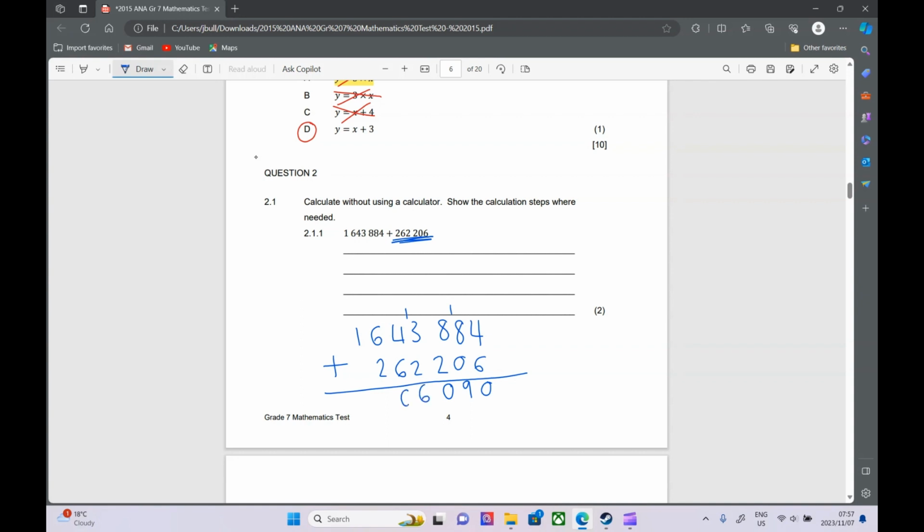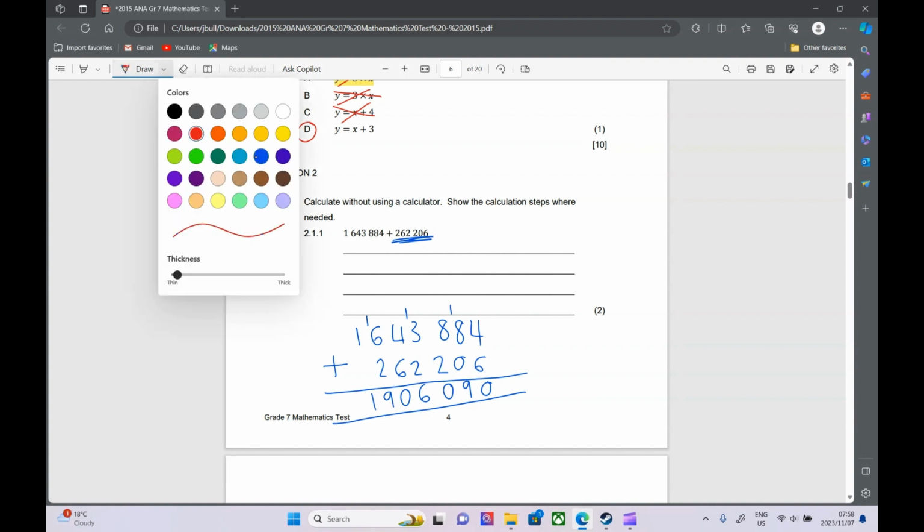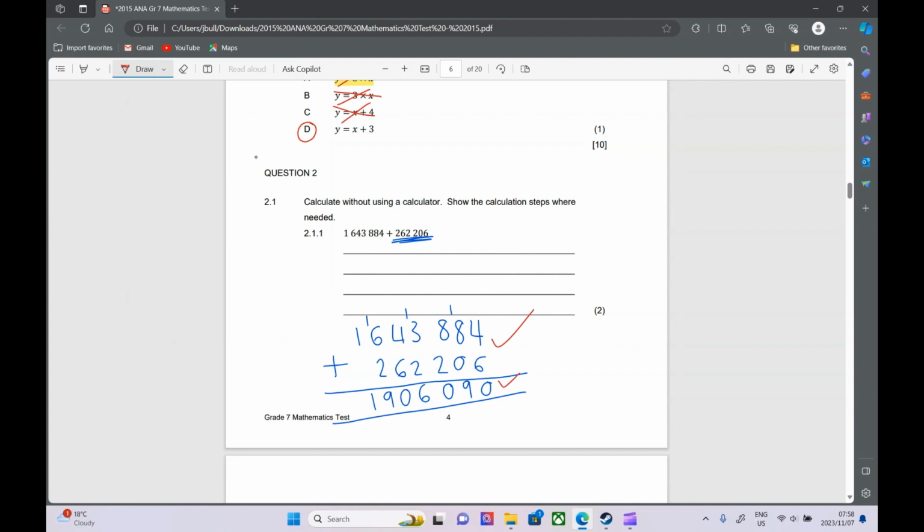4 add 6 is 10. Carry the 1. 6 add 2 is 8. Add the 1 is 9. And then 1 add nothing is 1. Okay, so there we go. That is our final answer. So here it's 2 marks. So you would get your marks for showing your working and then for your final answer.